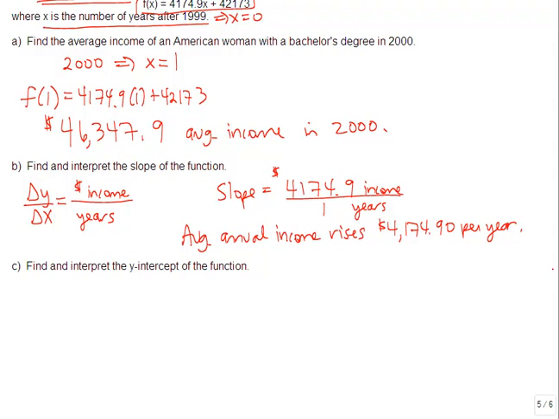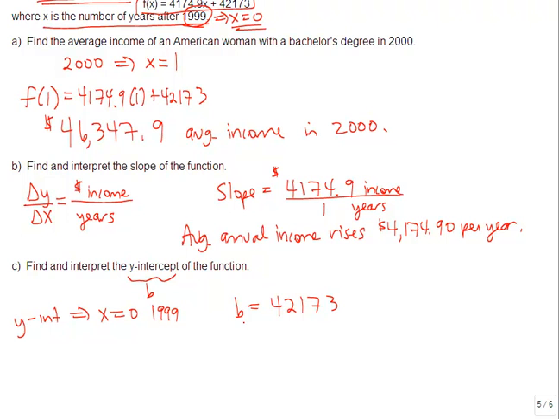The next question says, find and interpret the y-intercept of the function. Y-intercept, we know that as b. So which of these numbers up here was our b? That's that constant on the end. So b is 42,173. And what does that represent? Well, a y-intercept occurs when the x value is 0. And in the context of this question, what did it mean when x was 0? Well, when x was 0, that was the year 1999.